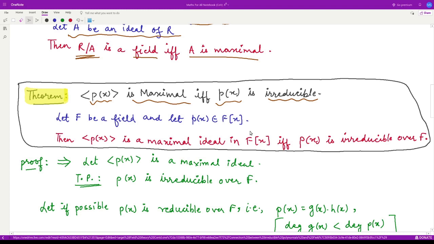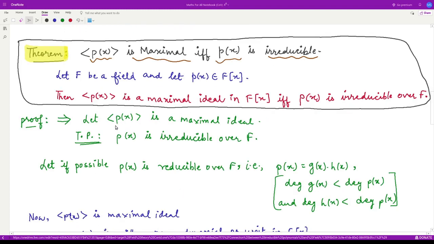So first of all, we'll prove the necessary condition. That means we suppose that the ideal generated by p(x) is maximal, and now we shall prove that this polynomial is irreducible over F. So we'll go by contradiction. If possible, we'll suppose that this p(x) is reducible over the field F. If it is reducible over the field F, that means we can write it as a product of two polynomials where the degree of each of these polynomials is strictly less than the degree of the polynomial p(x). This is the definition of reducibility.